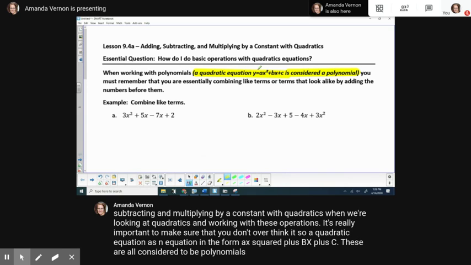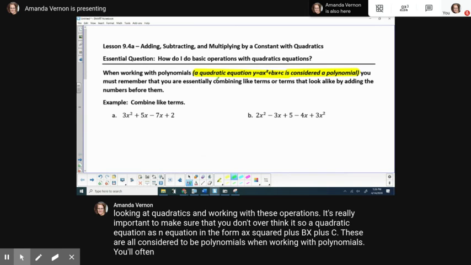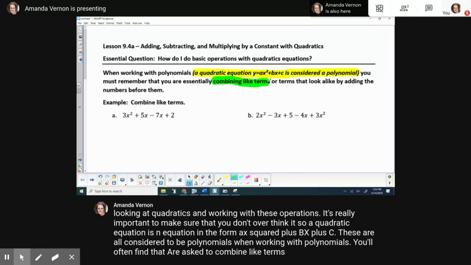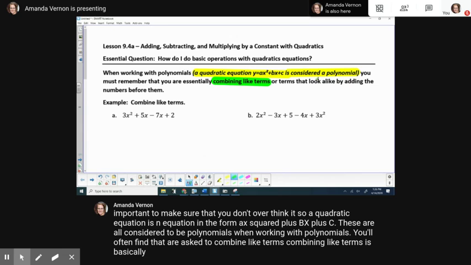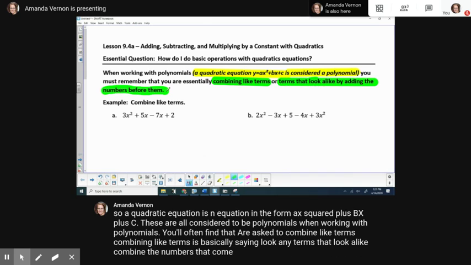When working with polynomials, you'll often find that we are asked to combine like terms. Combining like terms is basically saying, look, any terms that look alike, combine the numbers that come before them. All right, let's give it a try.